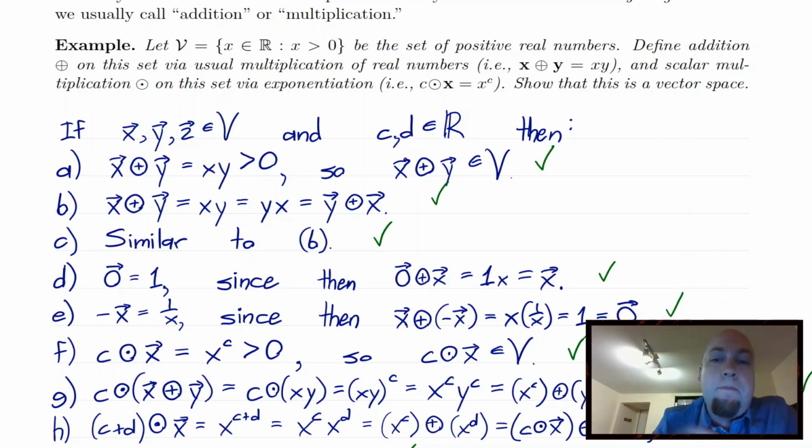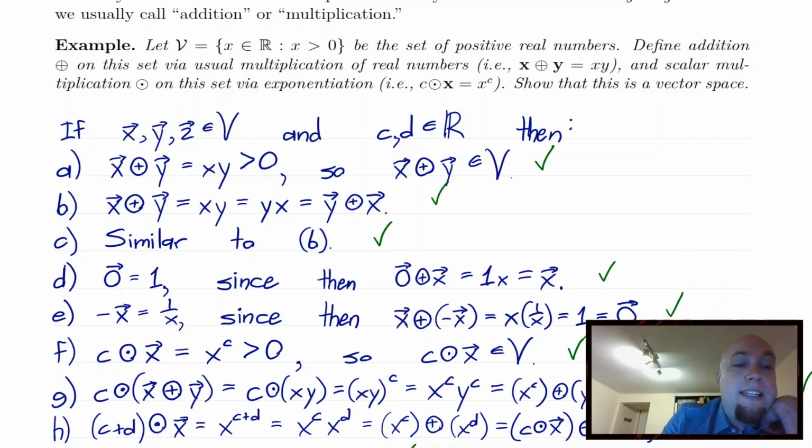That's property A here. Property B, I've got to show that vector addition is commutative. I've got to show that if I do vector addition of x and y, I get the same thing as if I do vector addition of y and x. Okay, and again, this follows straightforwardly from properties of real numbers because vector addition is real number multiplication. x ⊕ y, well, that's x times y, which, because real number multiplication is commutative, is y times x, which is y ⊕ x. Okay, so yeah, x ⊕ y is the same as y ⊕ x.